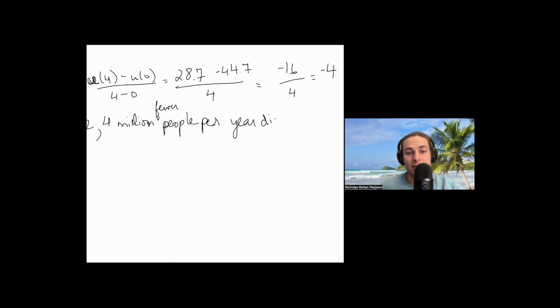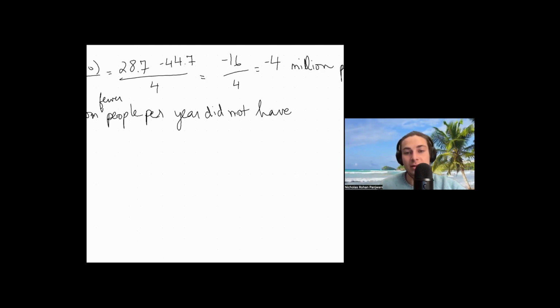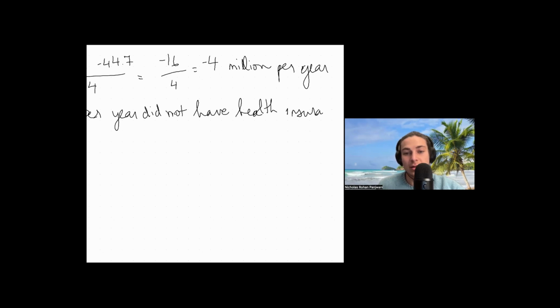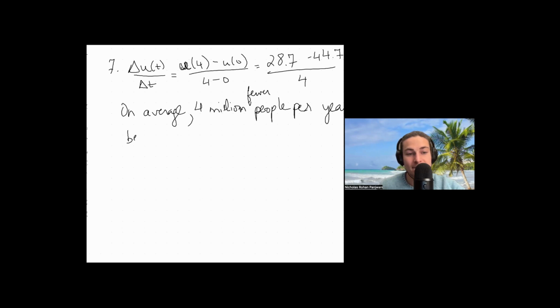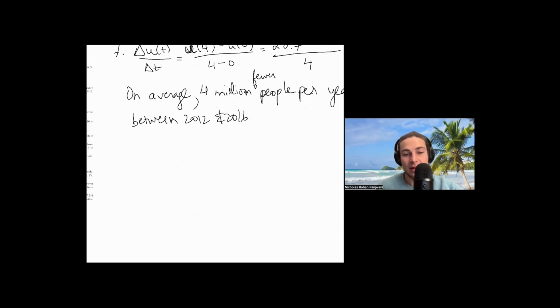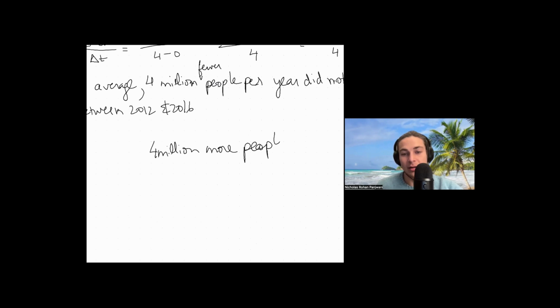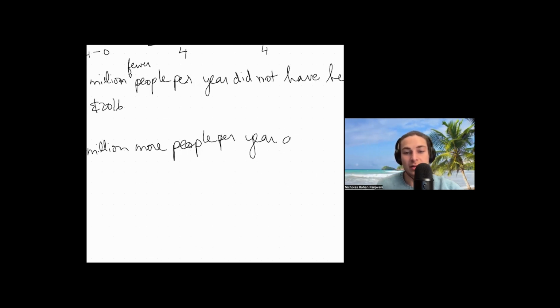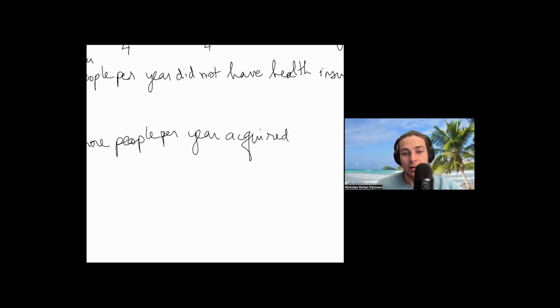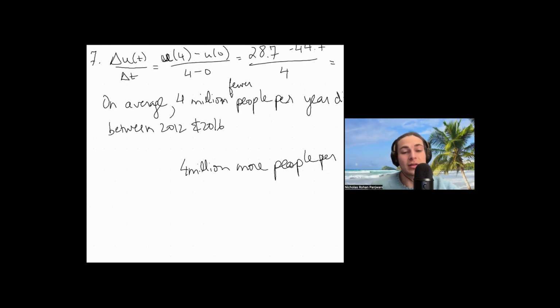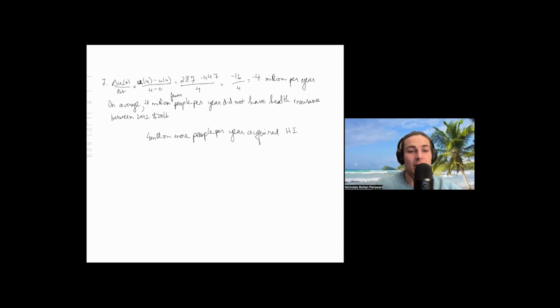did not have health insurance between 2012 and 2016. The other way that I was going to interpret it might even make more sense: 4 million more people per year acquired health insurance between 2012 and 2016. So both are true. Again, it just goes back to the context of how you want to interpret the problem and just being really clear on that.